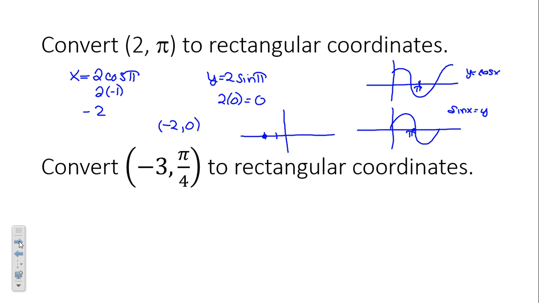Not necessarily. Yeah, but there will be some that you won't be able to sketch when we get to it. Obviously the quadrantal angles are going to be very easy. Yep. Make sense? Show your work by sketching. Okay? All right, convert -3 pi over 4 to rectangular.